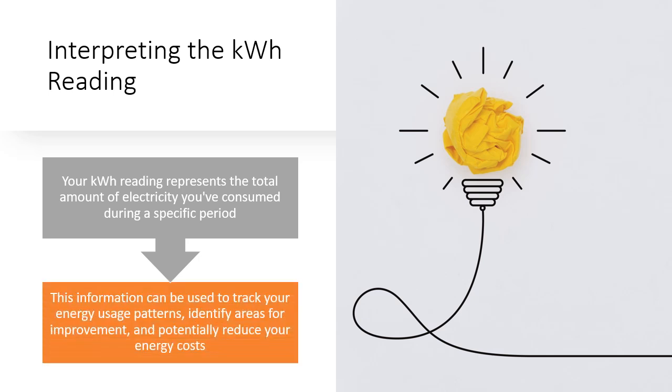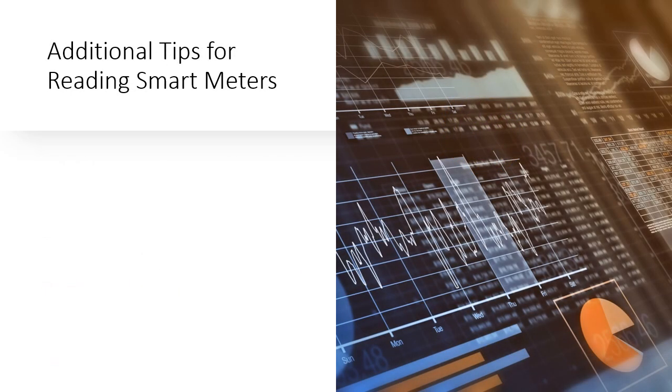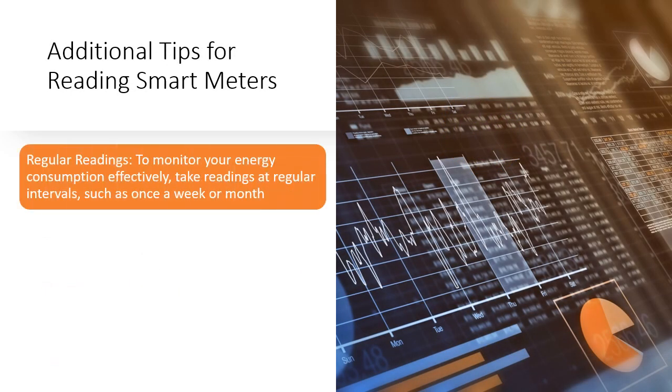This information can be used to track your energy usage patterns, identify areas for improvement, and potentially reduce your energy costs. Additional tips for reading smart meters. Regular readings. To monitor your energy consumption effectively, take readings at regular intervals, such as once a week or month.